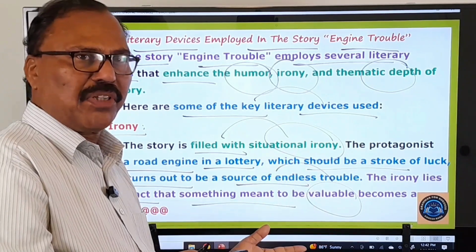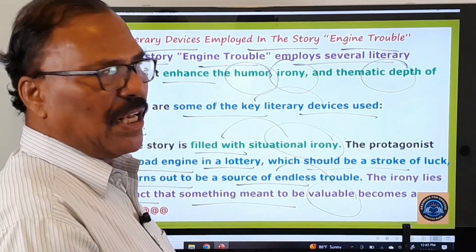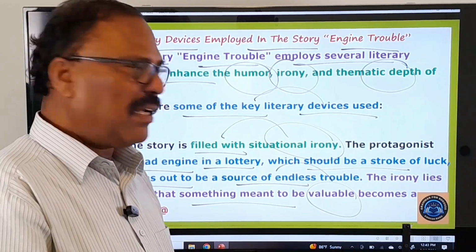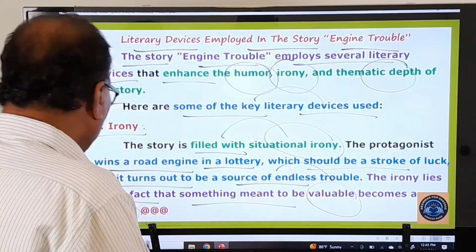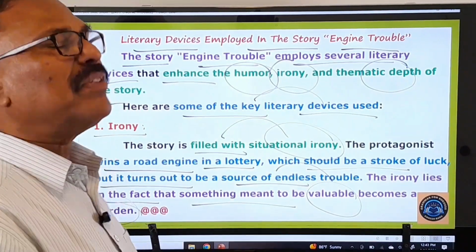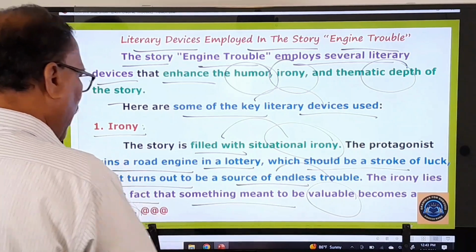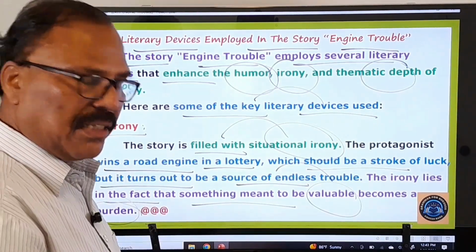It's a valuable thing for the road layers and all that, road constructors. That is a valuable thing. And here, though it's a valuable thing, it becomes a burden to this man. For this man it has become a burden. So that is only the irony. Okay, in this way, this is the situational irony. And you go to the other important literary devices.